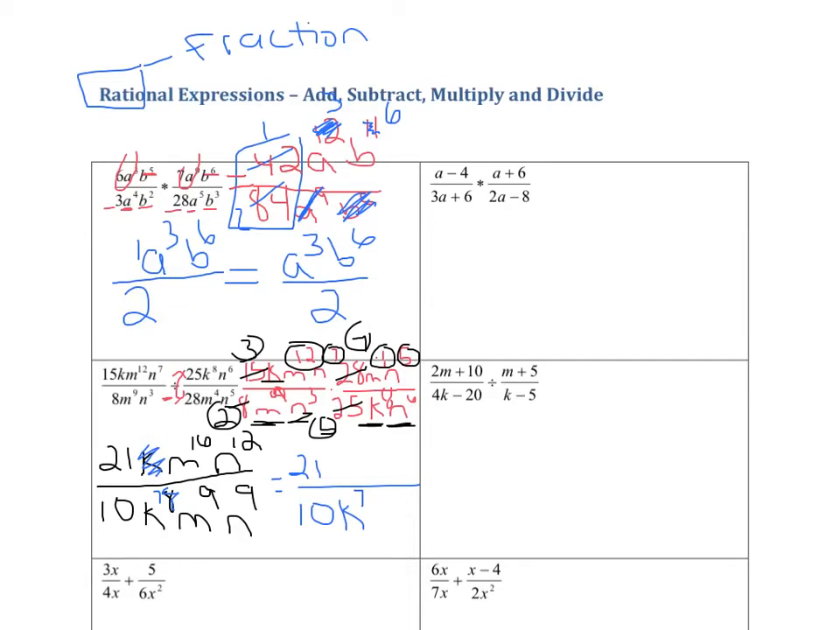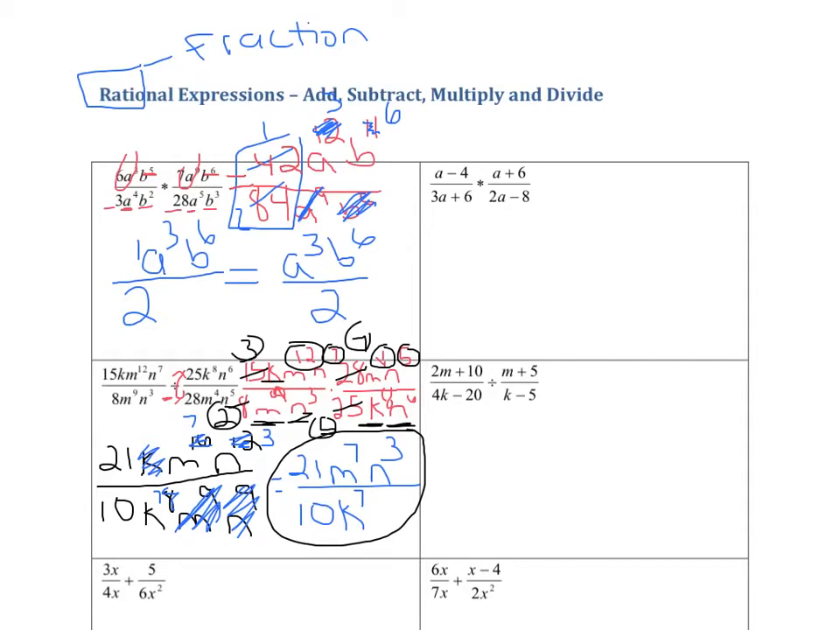M, the m to the 16th is bigger on the top, so cross off 9 m's on the bottom, cross off 9 m's on the top, and I get 7. So that's m to the 7th. And then 12 is bigger than 9, so get rid of the 9 n's on the bottom, get rid of 9 on the top, and I get 3. So my answer is 21 m to the 7th n to the 3rd over 10 k to the 7th. And you notice there's one of each letter, so that is our final answer.